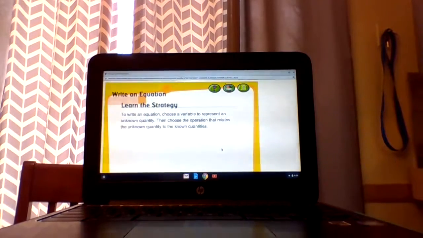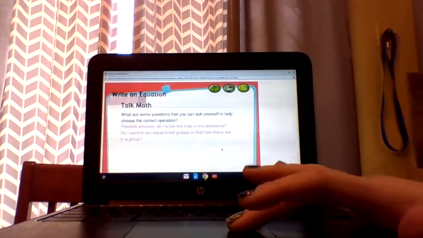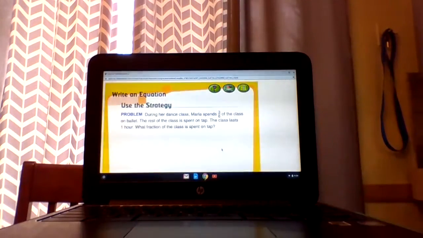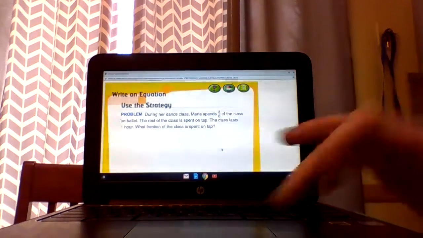Okay, so when we write an equation, remember, we have to pick a variable. That's the fun part. You can pick a letter or a symbol to represent the number we don't know, the unknown number. Then we have to figure out the operation that relates to it. All right, we're just going to do 1 or 2. Here's the problem. During her dance class, Maria spends 3/6 of the class on ballet. The rest of the class is spent on tap. The class lasts 1 hour. What fraction of the class is spent on tap?